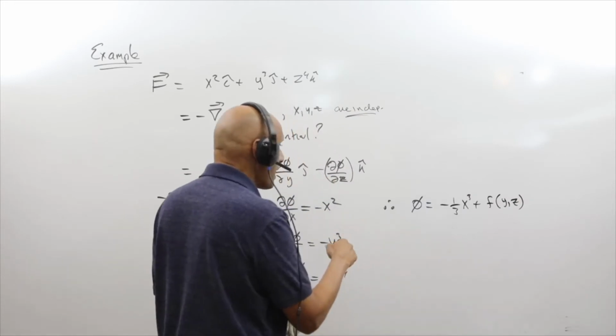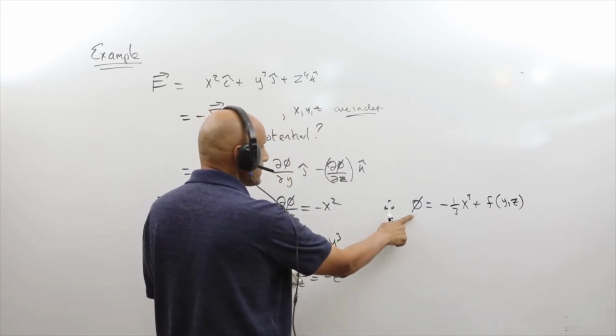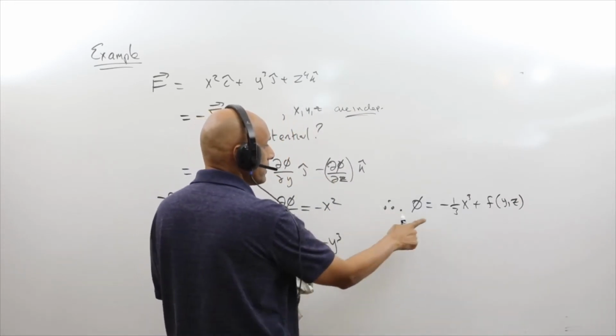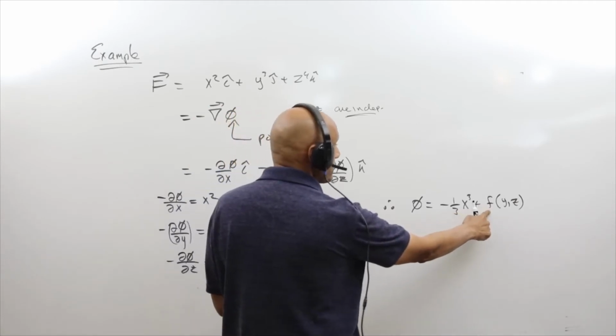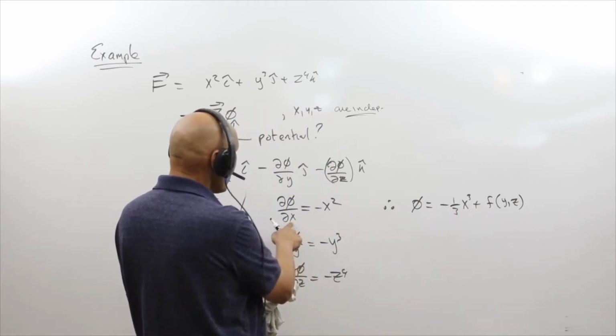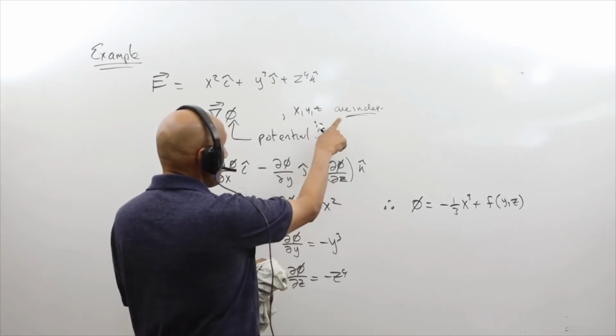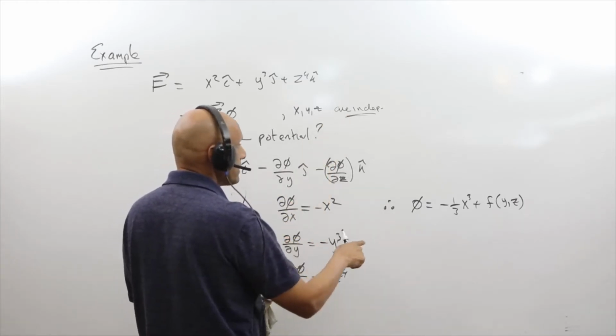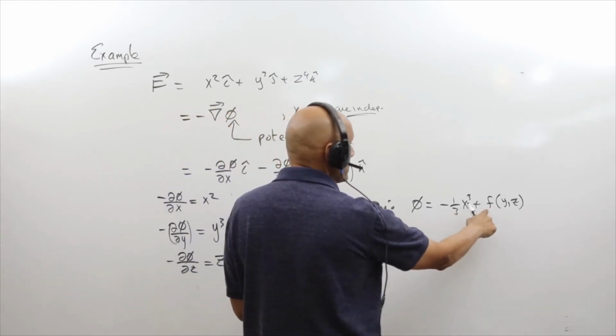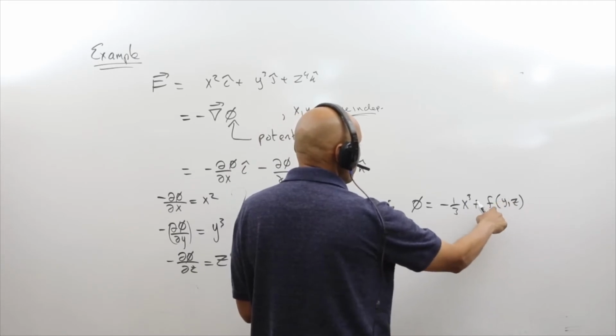Because remember, if we go backwards, if I take the partial with respect to x, we'll get back minus x squared. Notice that since y and z are held constant, because that's what I meant by x, y, z being independent variables, then this would be 0, the partial of f of y, z.